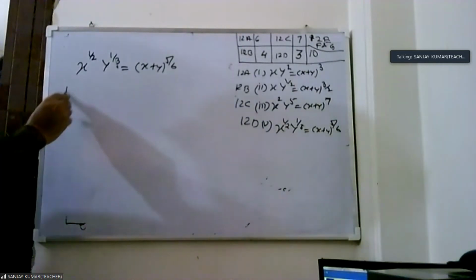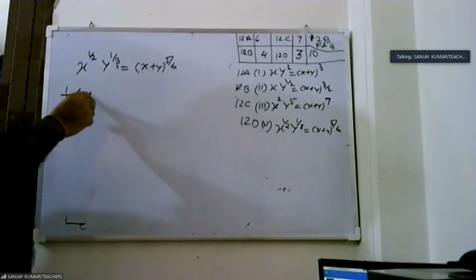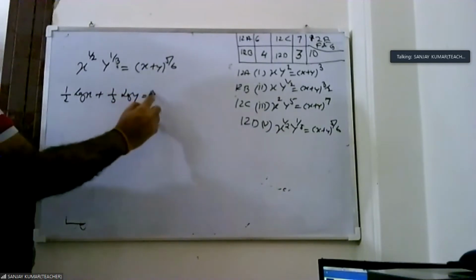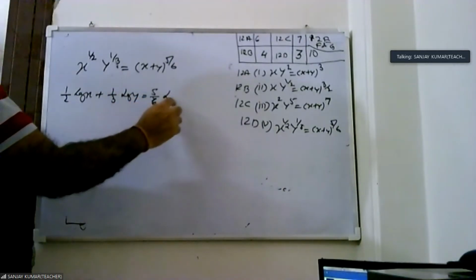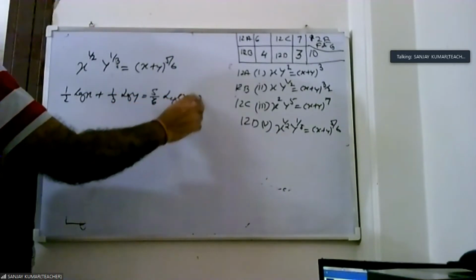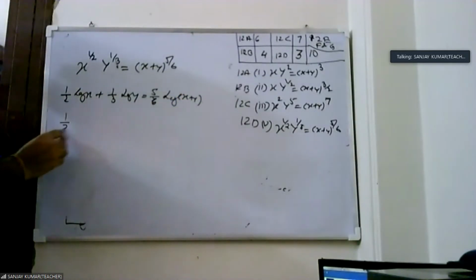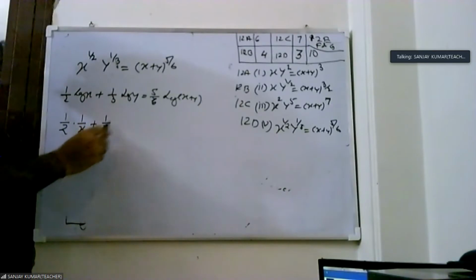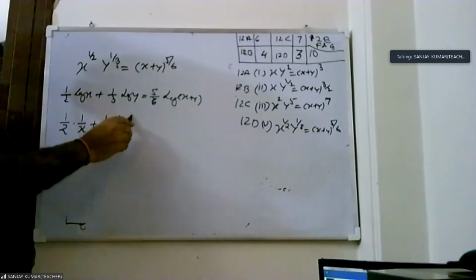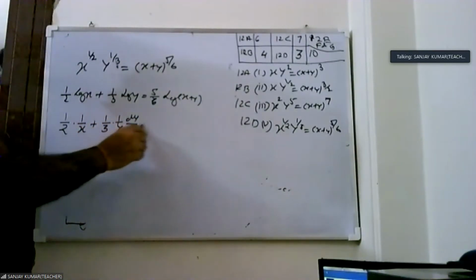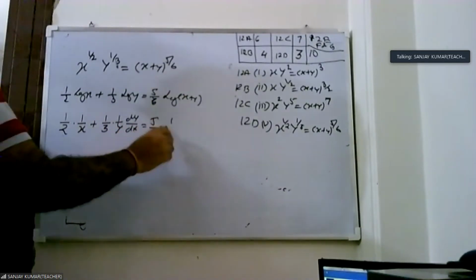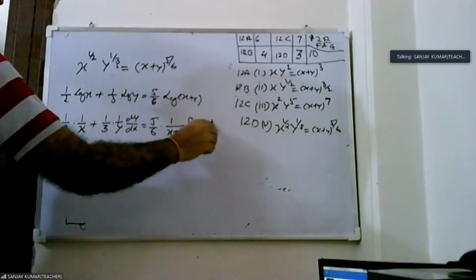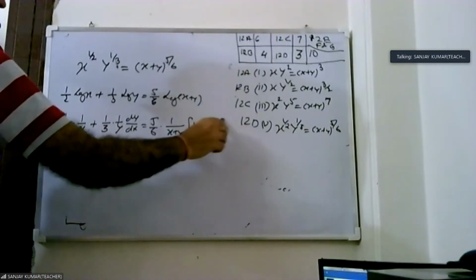Look, this is half log x. We are applying log here. Plus 1 by 3 log y equals 5 by 6 log of x plus y. Okay, then we differentiate. That is half log x; the derivative of log x is 1 by x, plus 1 by 3 log y is 1 by y dy by dx. Then again the same thing: 5 by 6 into log of x plus y is 1 upon x plus y, then the derivative of x is 1 and the derivative of y is dy by dx.